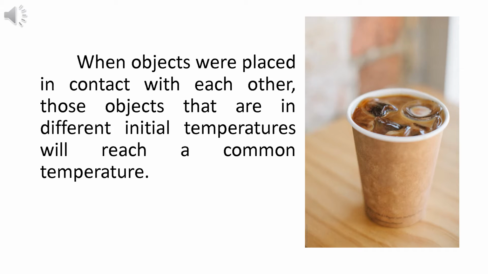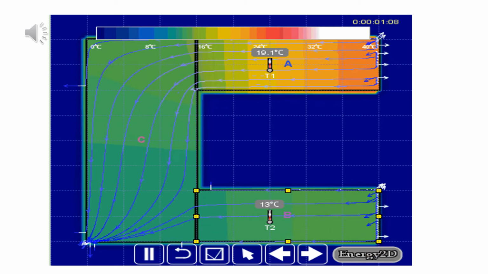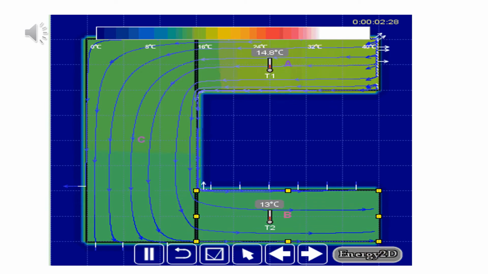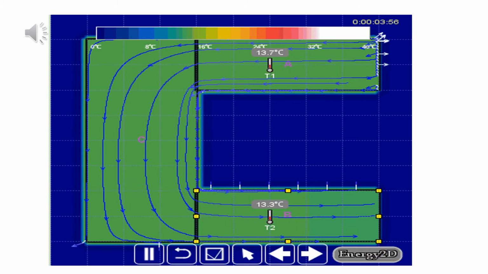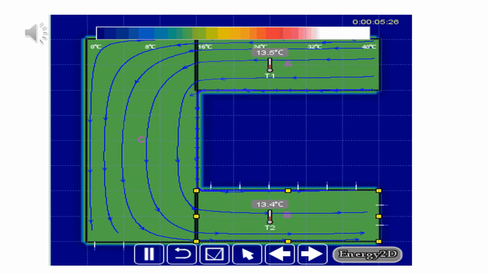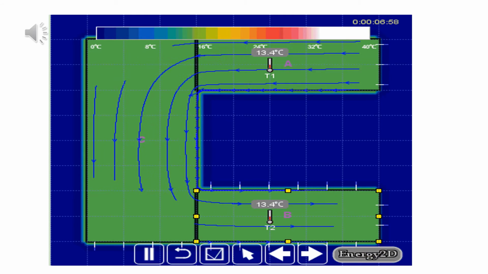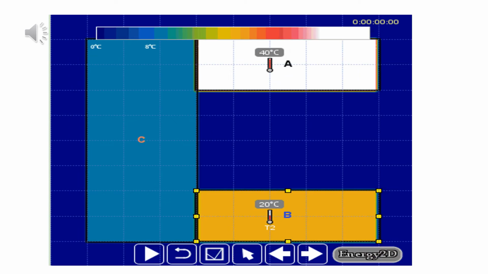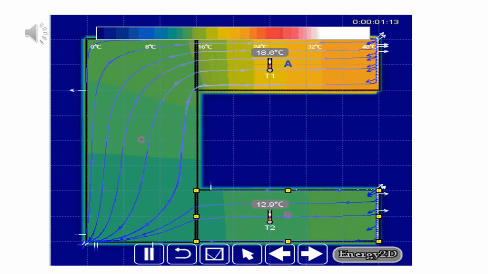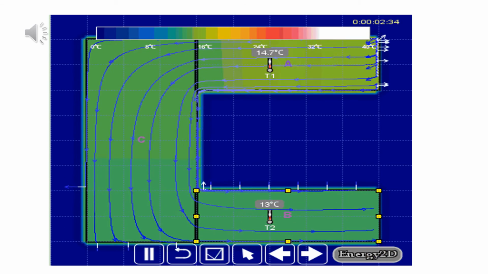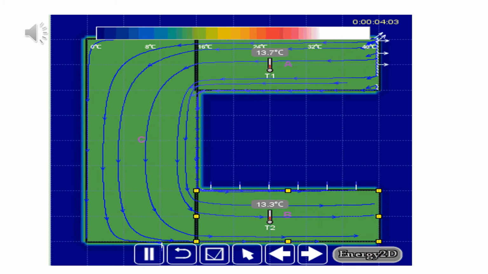When objects are placed in contact with each other, those objects at different initial temperatures will reach a common temperature. For example, if a hot coffee is cooled with an ice cube, the ice rises in temperature and eventually melts while the temperature of the coffee also decreases.